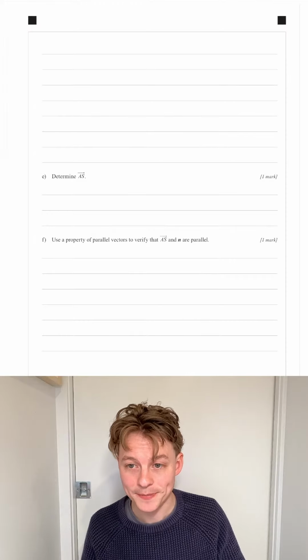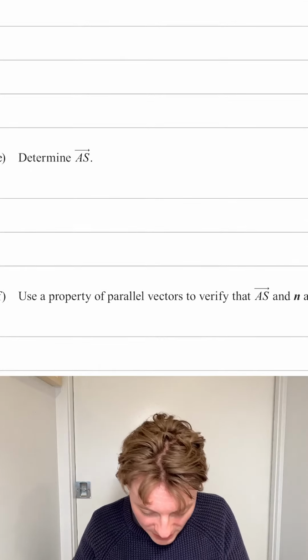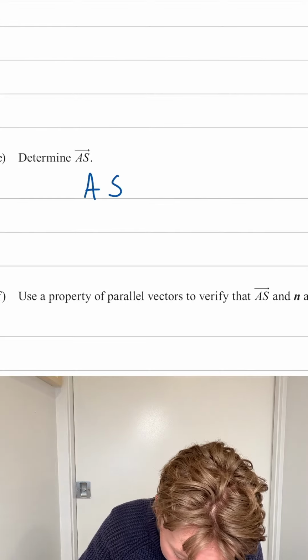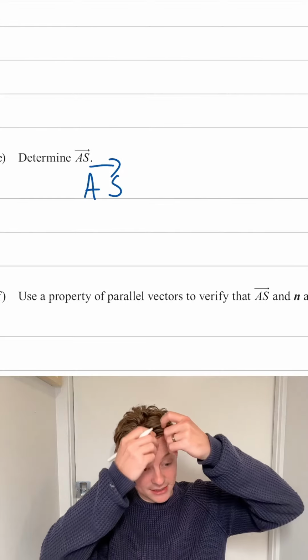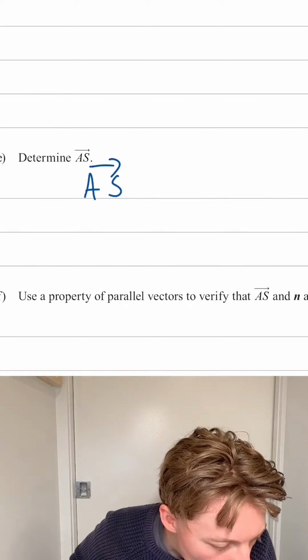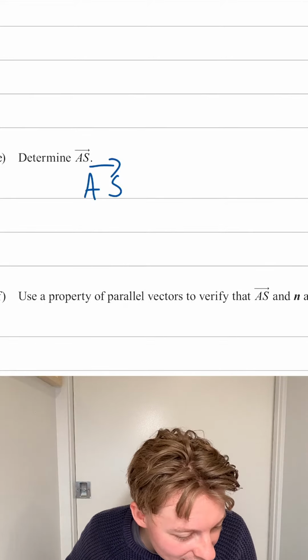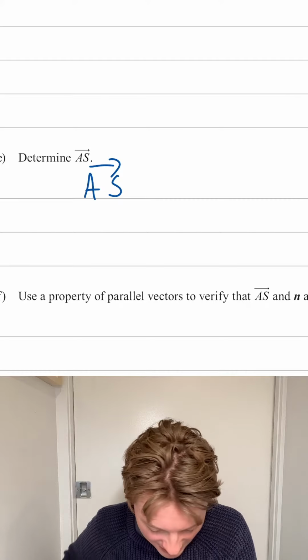We have part E now. I want to determine, specifically, from A to S. Happy? Nice. What the hell is TS?